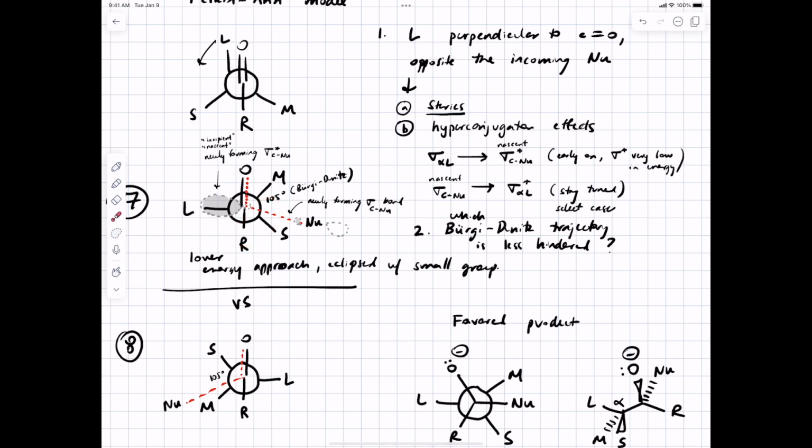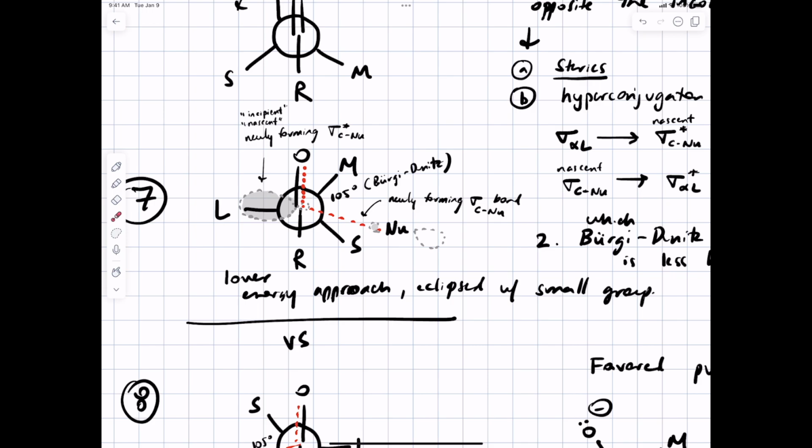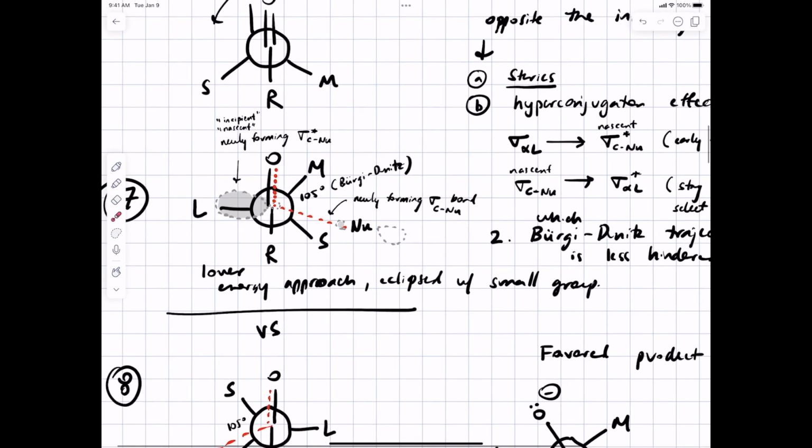Anyway, the appropriate orientation is to have the large group perpendicular on the alpha carbon to the carbonyl group, to be 180 degrees away from the trajectory of the nucleophile, to minimize steric problems, also to promote sigma to sigma star hyperconjugation between the nascent, newly forming sigma star between nucleophile and carbonyl, and then the sigma bond on the adjacent carbon between the alpha carbon and the large group.